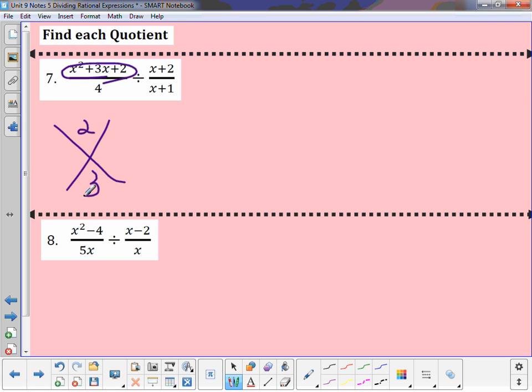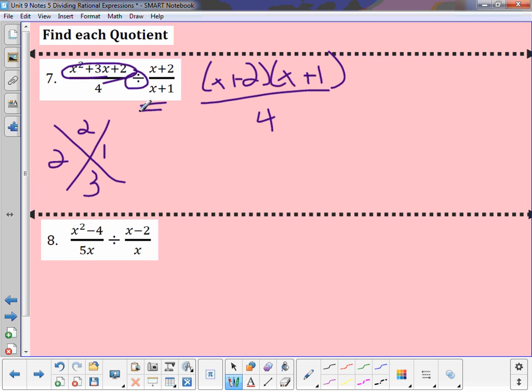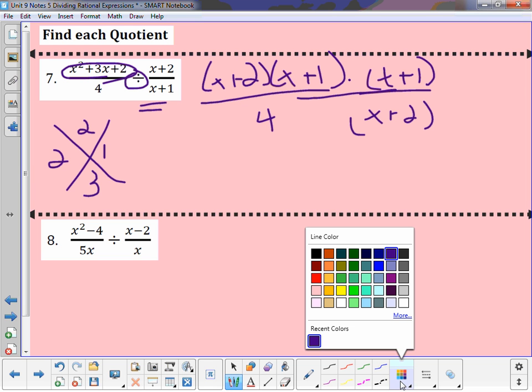So for this first one, you're multiplying to 2 and adding to 3. So that's going to give you 2 and 1. So I'm going to write that out in factored form. I have x plus 2 and x plus 1. And on the bottom, I have 4. Now, this division sign tells me I need to flip the second fraction. So I'm going to write this as x plus 1 over x plus 2. Now, all of this is technically being multiplied. Because it's being multiplied, that means I can cross off overlapping factors.